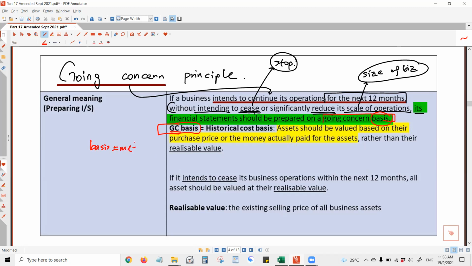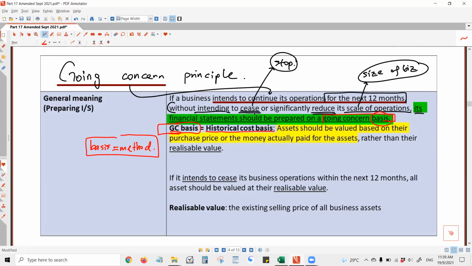What is going concern basis? I'll tell you soon. Basis means method. Know this word first. Basis means method. The going concern basis, its synonym is historical basis.